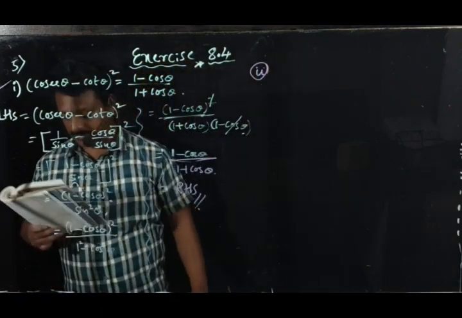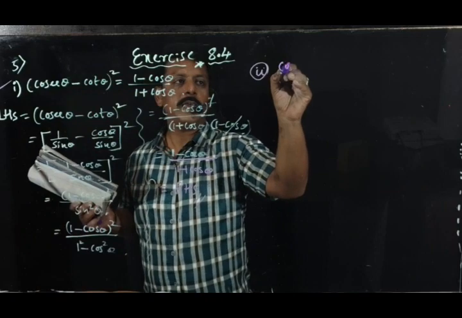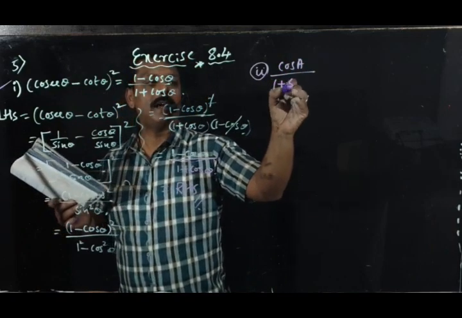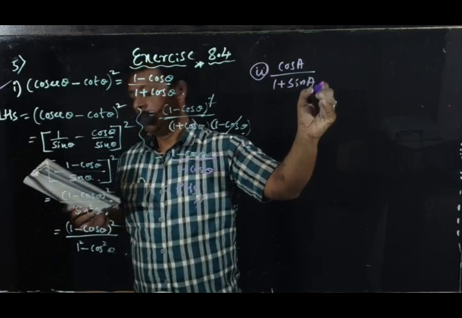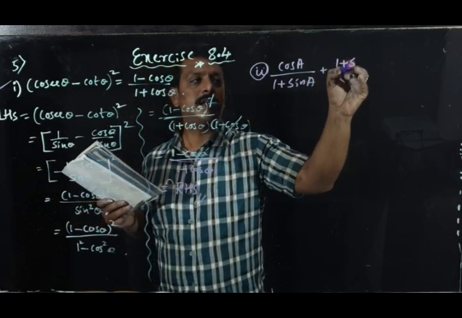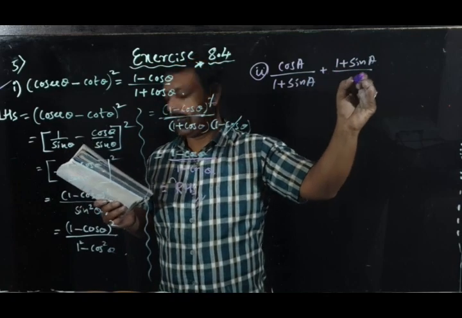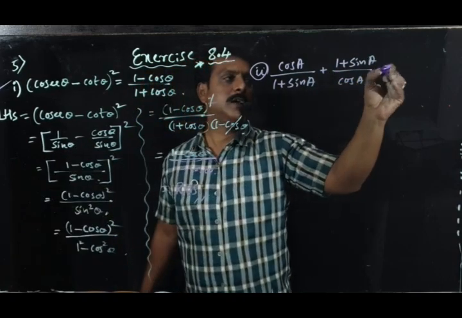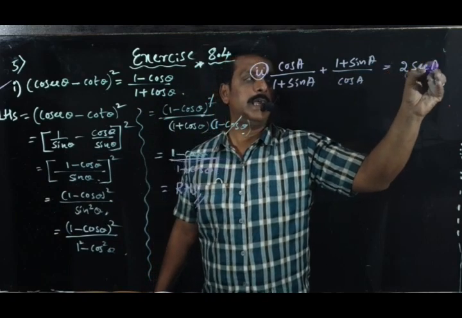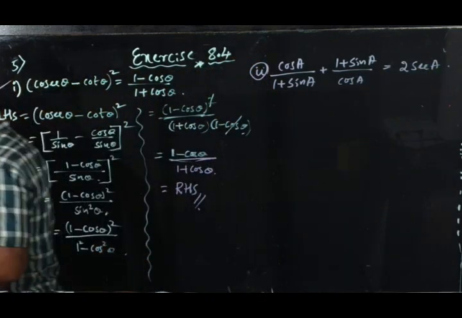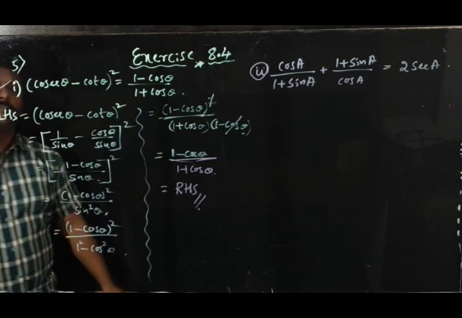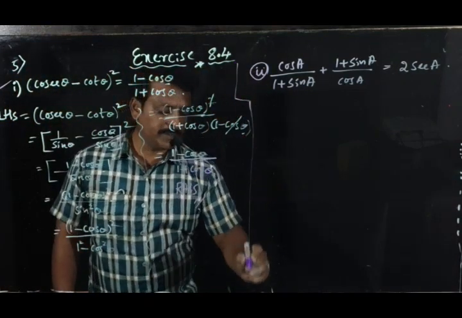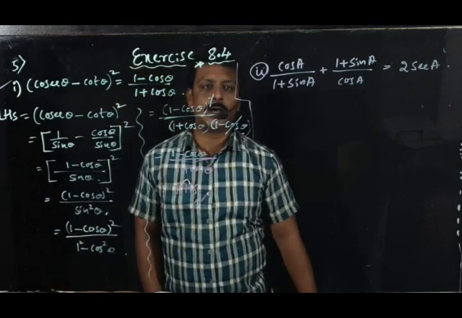The second sum is cos A divided by 1 plus sin A, plus 1 plus sin A divided by cos A. You have to prove this is equal to 2 sec A. Like this you have to prove. Can you see whatever I am writing? Yes, it is clear. Sir, how to prove this? Start with LHS and get the answer for RHS.